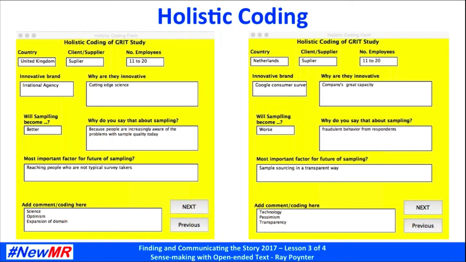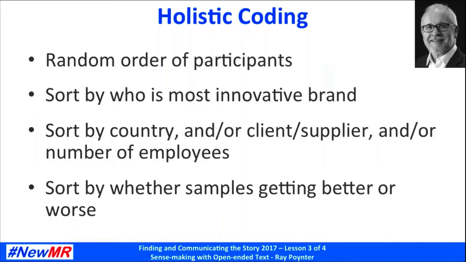And I will go through and I will code quite a lot of the information. But there's something like 2,500 people in there. So I'll start with a randomized order of the participants. And then after I've got a bit of a feeling for the data, I might look at everybody who said that BrainJuicer was innovative. Then I might look at everybody who said Google Consumer Surveys was innovative. I might sort by country. So let's look at the Dutch data. Let's look at the Australian data. And then I might sort by whether the samples are getting better or worse.